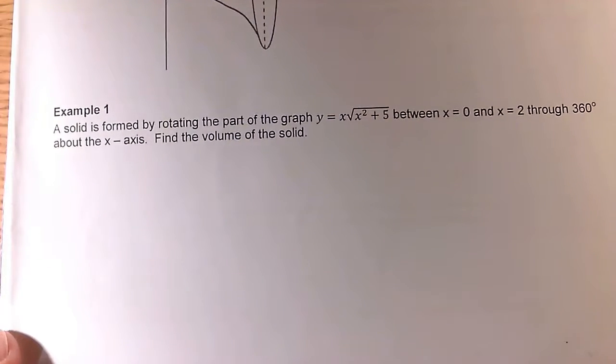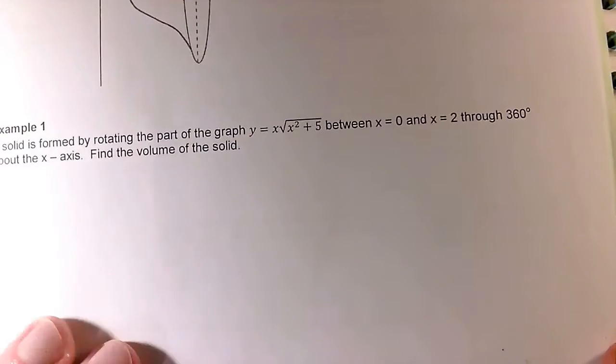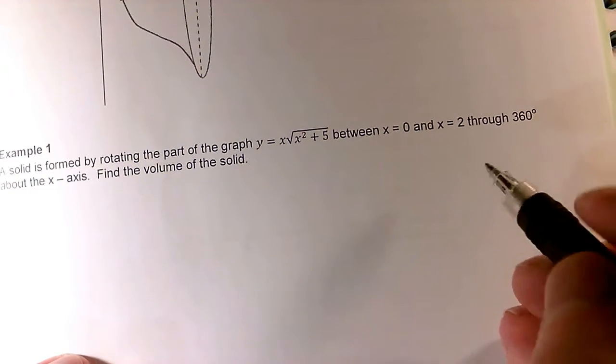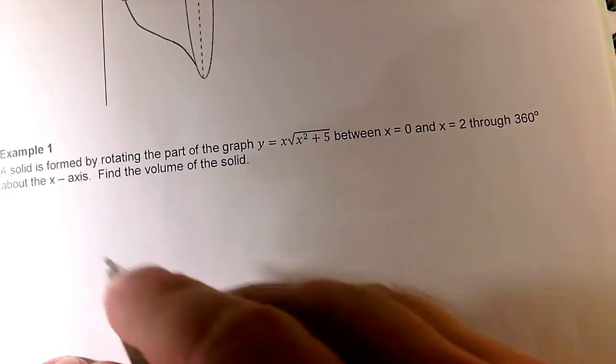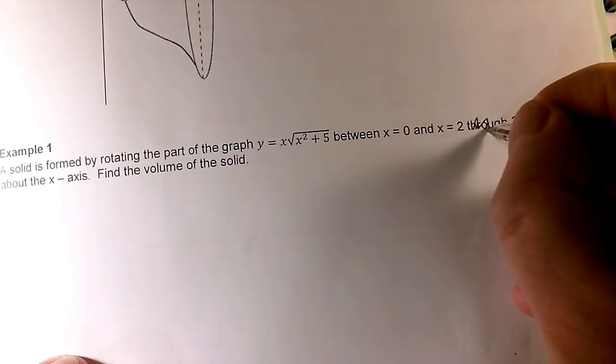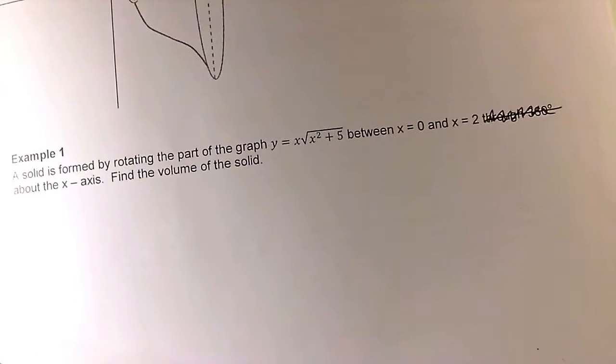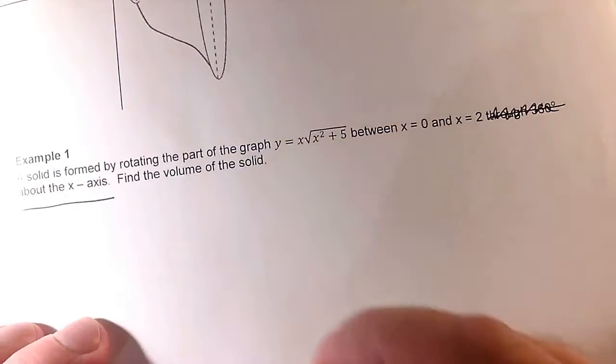Okay, we've got a volume of revolution question, which is dead easy. We set up an integral, we do it. Okay, setting up the integral. It says we rotate through 360 degrees. Well, of course we rotate through 360 degrees, otherwise it's not a revolution. So that's just scenery. Okay, what we need is about the x-axis.